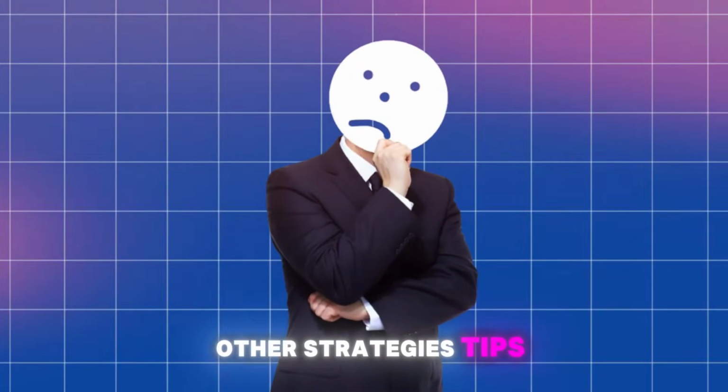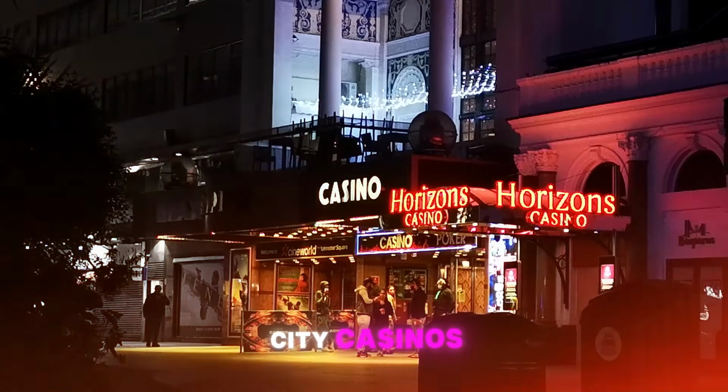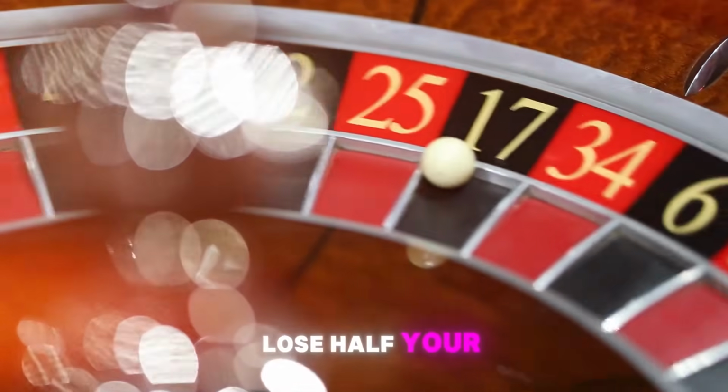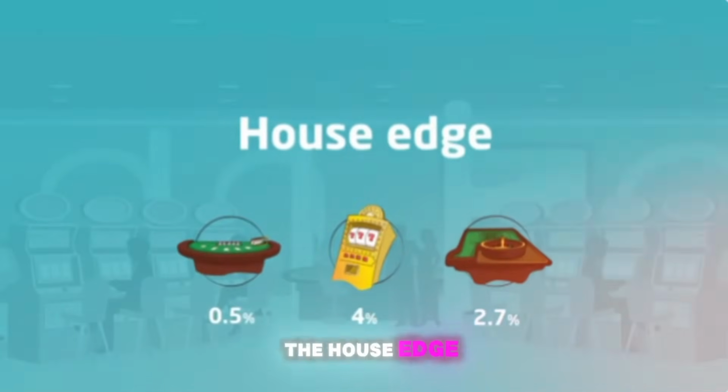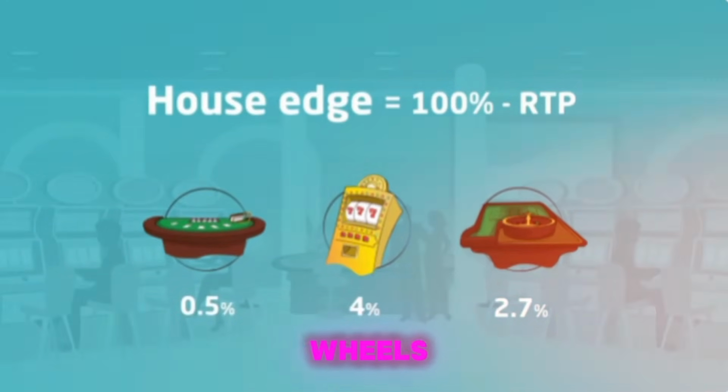Other strategies, tips, and variants to look for. Atlantic City's surrender rule. In some Atlantic City casinos, if the ball lands on a 0 or 00 during an even money bet, such as red-black, you only lose half your wager. This rule cuts the house edge on those bets down to 2.63% on double zero wheels.